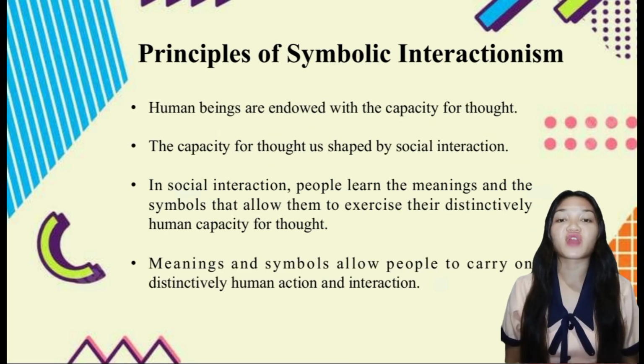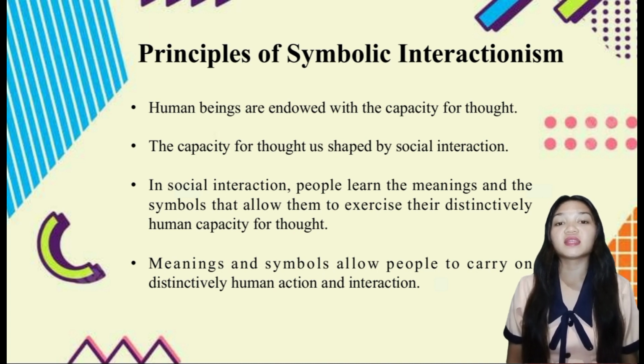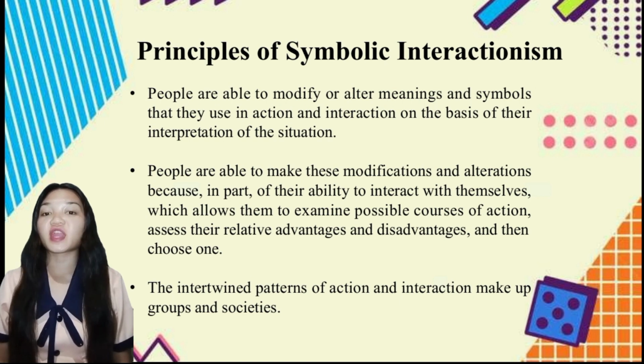Principles of symbolic interactionism. Number one, human beings are endowed with the capacity for thought. Number two, the capacity for thought is shaped by social interaction. Number three, in social interaction, people learn the meanings and the symbols that allow them to exercise their distinctively human capacity for thought. Number four, meanings and symbols allow people to carry on distinctively human action and interaction. Number five, people are able to modify or alter meanings and symbols that they use in action and interaction on the basis of their interpretation of the situation.